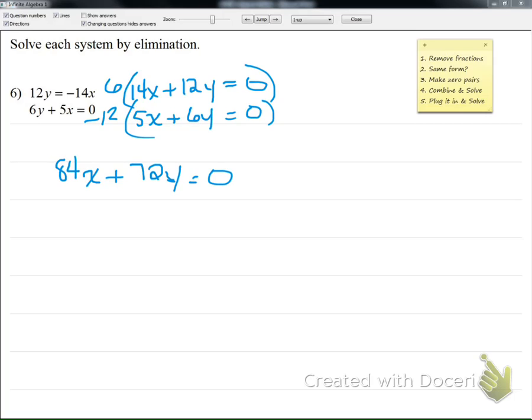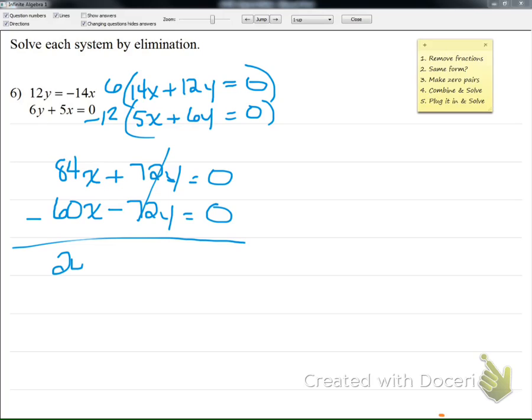On the bottom equation, I'm multiplying by negative 12, I'm sorry. Negative 12 times positive 5 is negative 60x. Negative 12 times positive 6y is negative 72y. I already see that order pair is equal to 0. Eliminate my 0 pair, and I'm ready to combine 84 and 60 is 24, and it stays positive because the 84 is bigger.